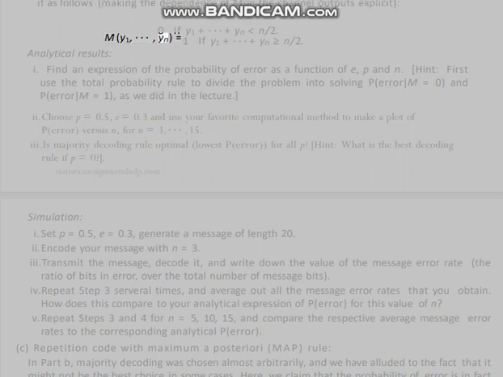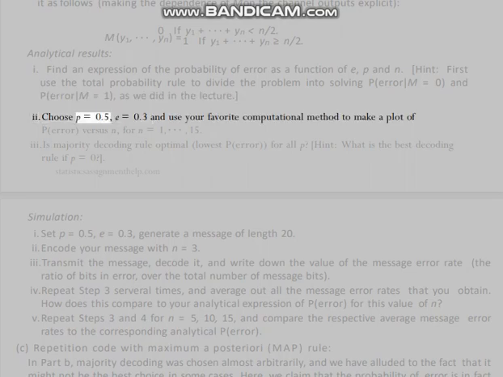m hat of y1, ..., yn equals 0 if y1 plus ... plus yn is less than n/2, and 1 if y1 plus ... plus yn is greater than or equal to n/2. Analytical results. 1. Find an expression of the probability of error as a function of e, p, and n. Hint: first use the total probability rule to divide the problem into solving P error given m equals 0 and P error given m equals 1, as we did in the lecture.